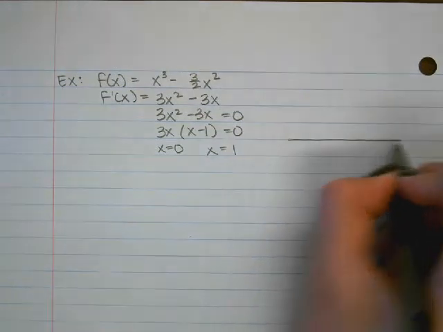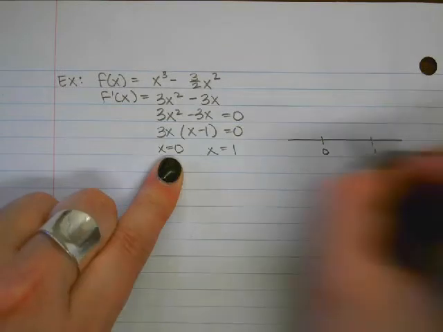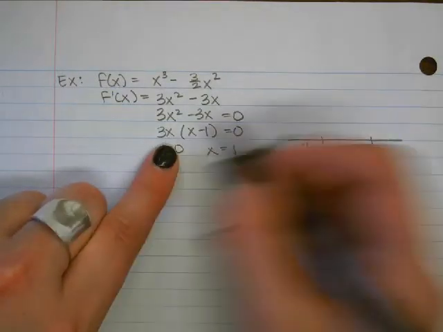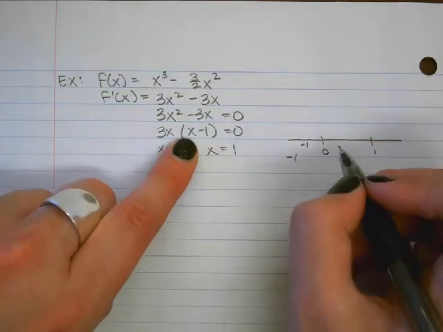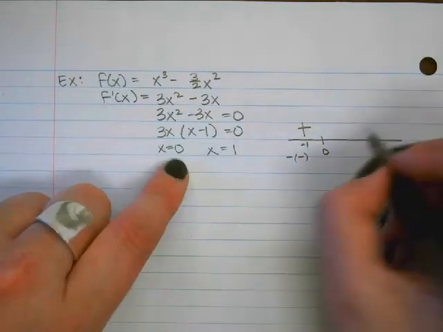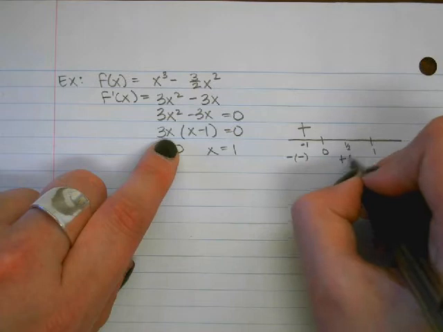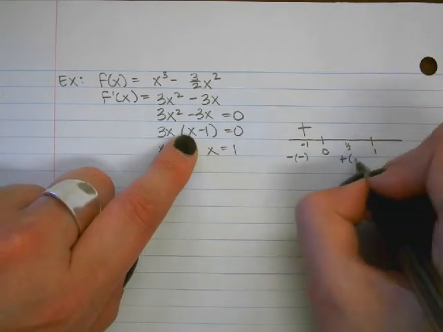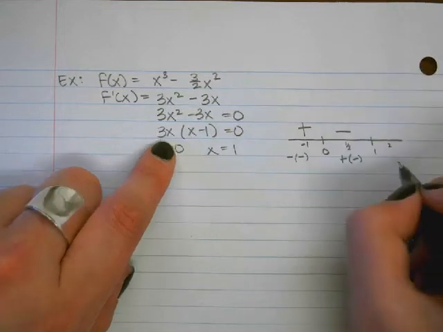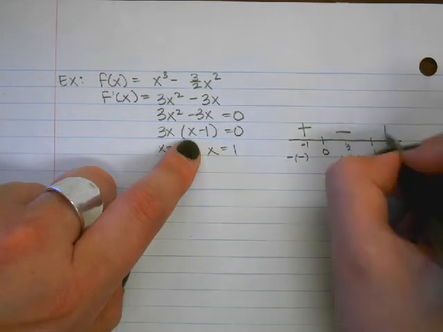And I'm going to make my sign chart. So a number to the left of 0 would be like -1. So if I plug it in here where my factors are, 3 times -1 is negative. -1 minus 1 is also negative. Between 0 and 1 could be like 1/2. 3 times 1/2 is positive. 1/2 minus 1 is negative. A number bigger than 1 is 2. 3 times 2 is positive. 2 minus 1 is also positive.